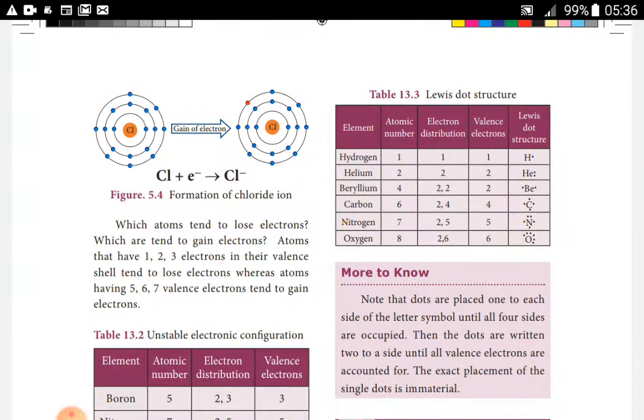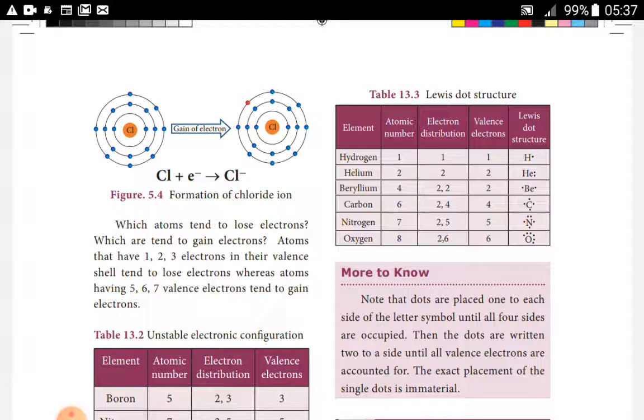Here some examples are given in Table 13.3, Lewis dot structure. Element hydrogen. Hydrogen has atomic number 1, the simplest element in the periodic table. Atomic number means the number of protons present in the nucleus, which equals the number of electrons. So only one electron, which goes in the first shell, the K shell. So the valence electron is 1. That single unpaired electron is placed by the side of the symbol of hydrogen, H.